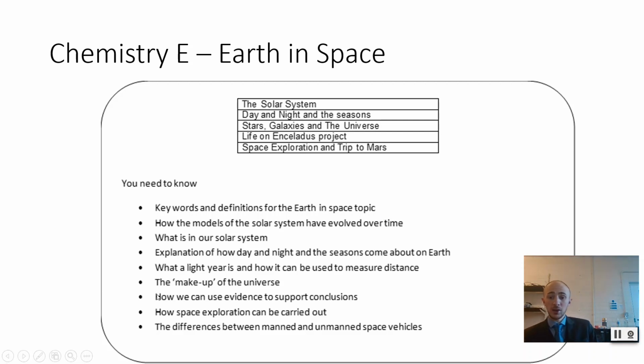We need to know about day, nights, and seasons on Earth and how they work. We need to know what a light year is. We talked about it. We need to know what the universe is made out of, so what's inside the universe. And we need to know how space exploration can be carried out. So we talked about that a bit, the lesson before you left, and a little bit on the last lesson.